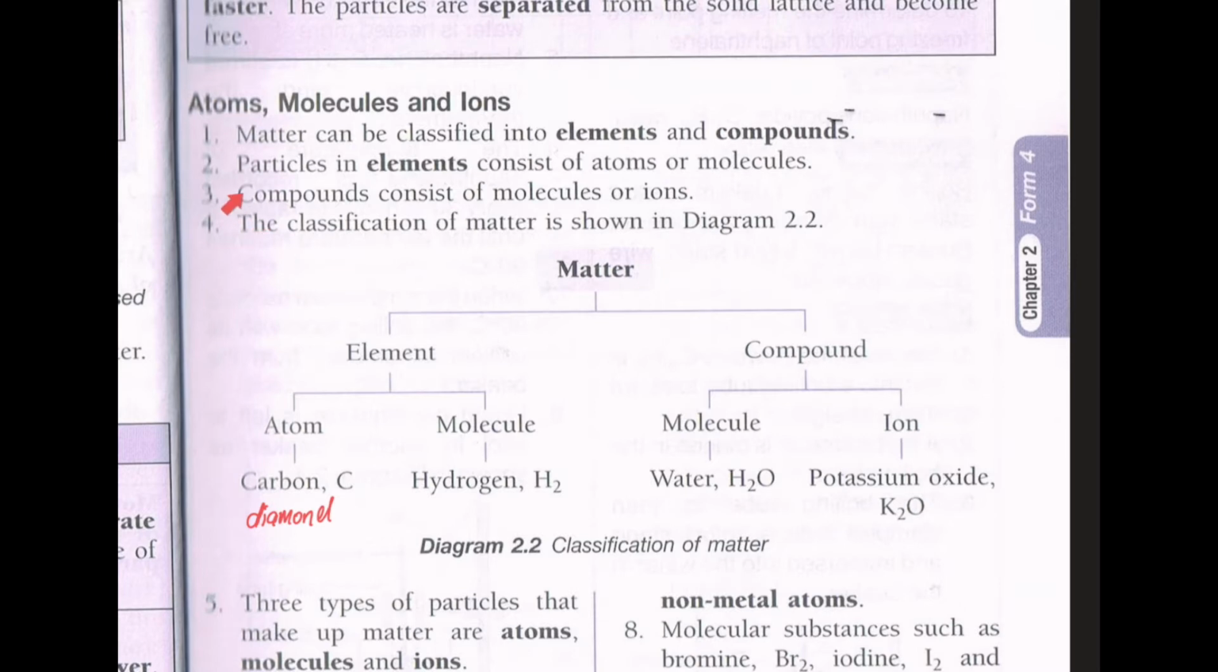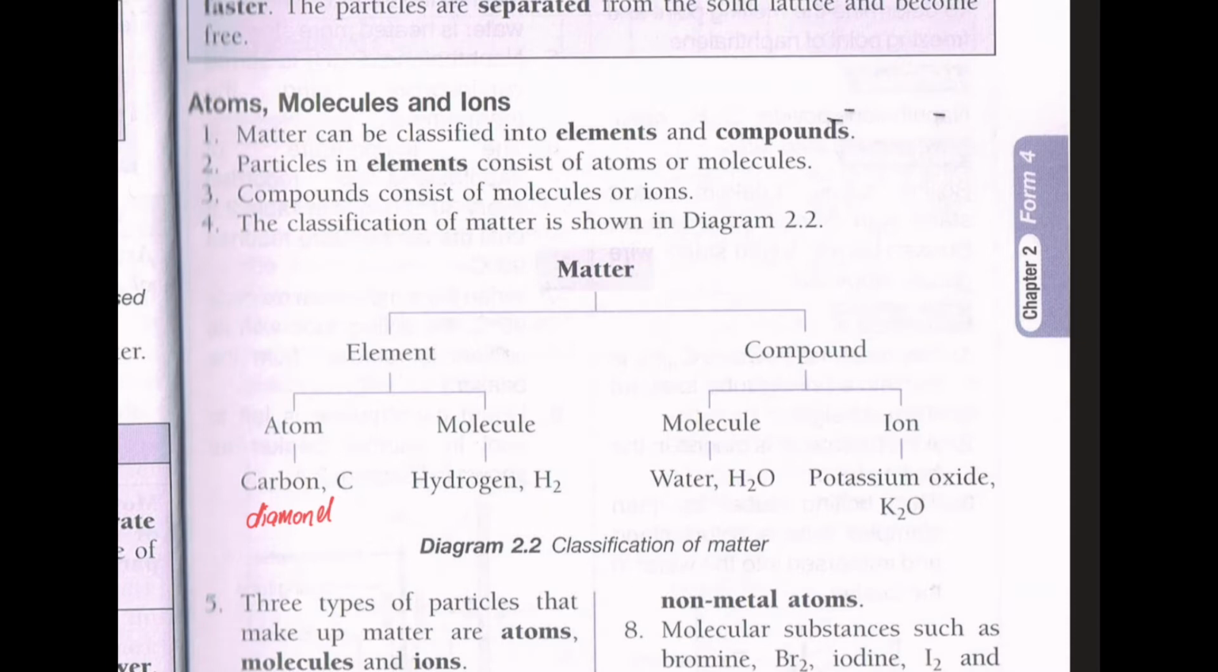So let's see the information here. Particles in elements consist of atoms or molecules. So it can be an atom, it can be a molecule. The difference between atom and molecule is that an atom is just one, while a molecule has more than one of the same type of element.